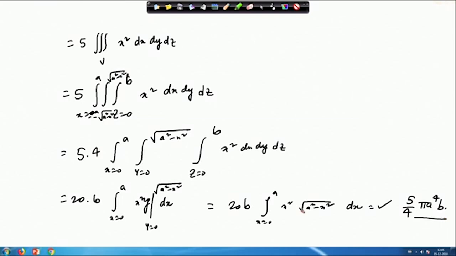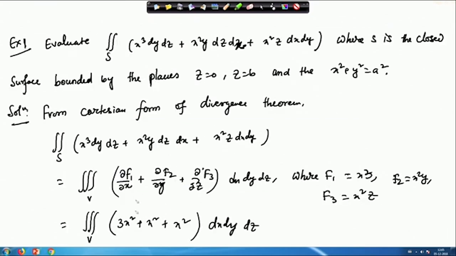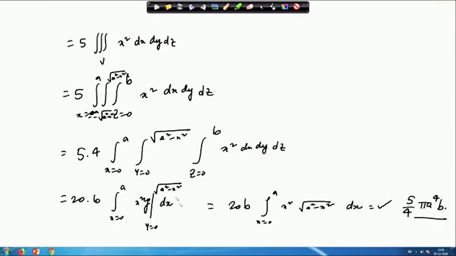So, this is how, just using the Gauss divergence theorem, the whole integral is simplified to a simple volume integral, where of course you have to do some slightly complicated calculation. It is simple from here to here, and this is one of the applications of Gauss divergence theorem. We will practice the next example now.